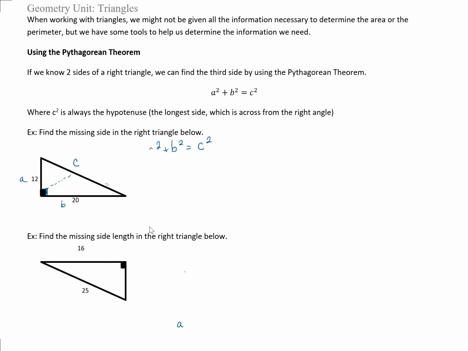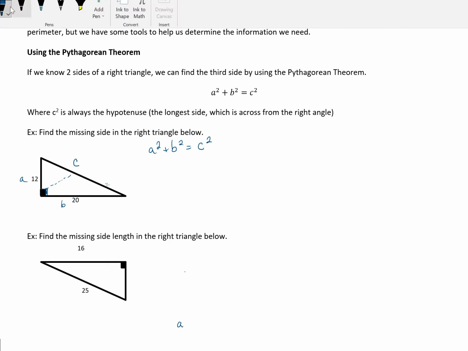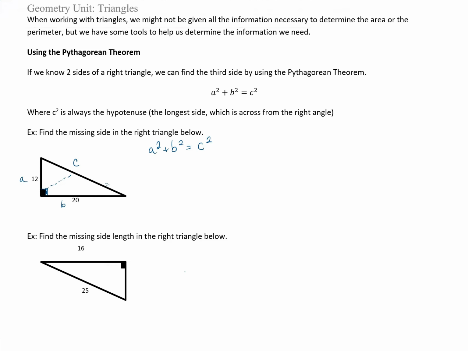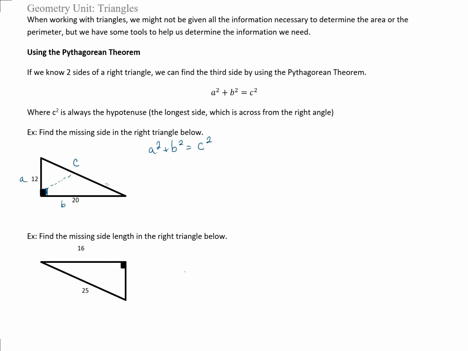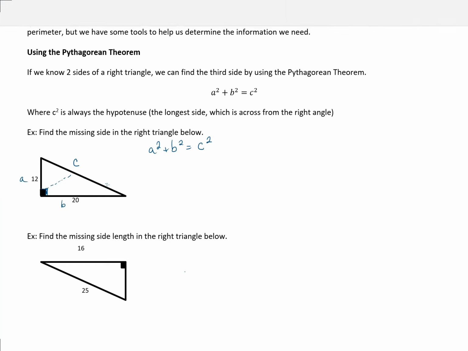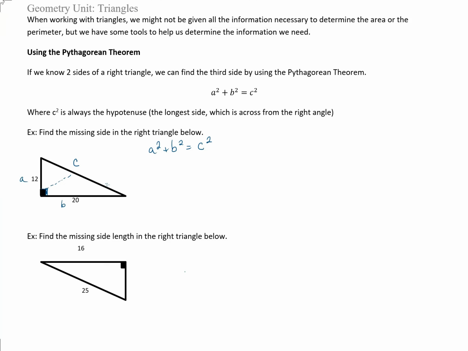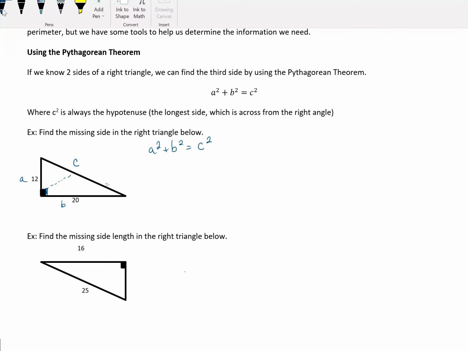Oh, I don't know why my A jumped, but let's see if we can get it back. Okay, so A squared is 12 squared. I seem to have lost my pen. Let's see. There we go.